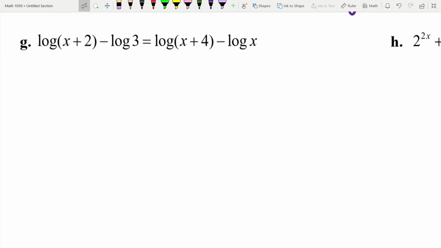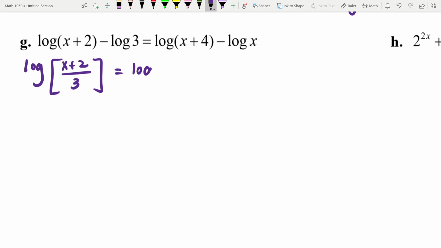Perfect. Condense those separately. Good. So this is going to be the log of. I've got a negative, so I know I'm dividing. On the top is x plus 2. Condense the other guy. Log of x plus 4 goes on the top, x goes on the bottom.